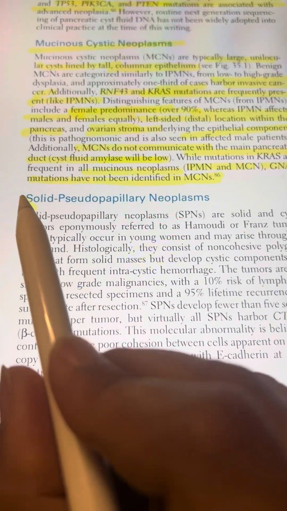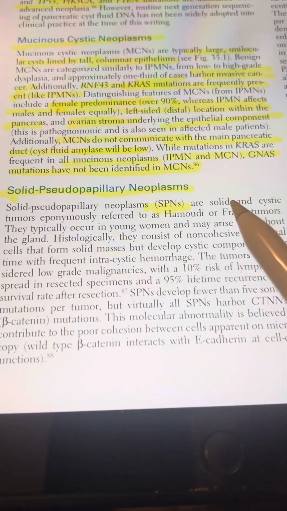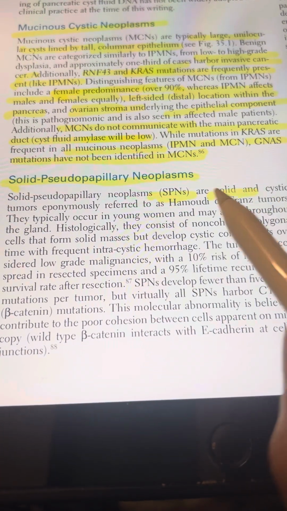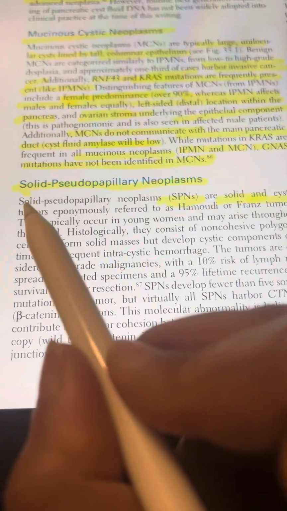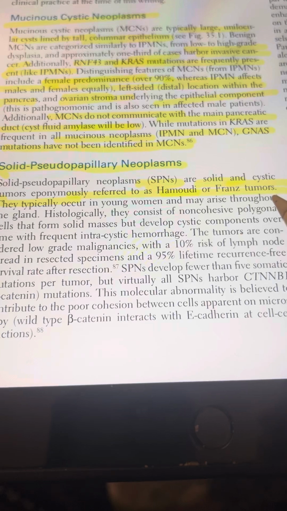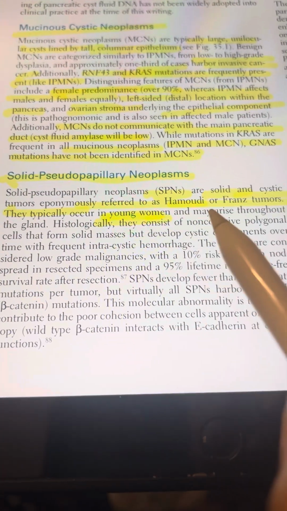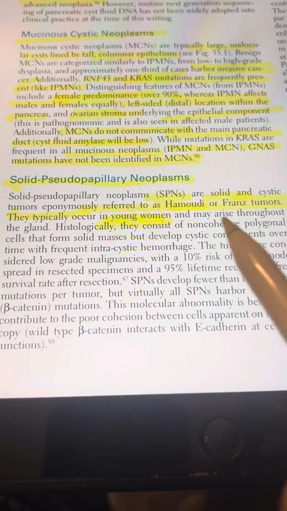And third is the solid pseudopapillary neoplasm, SPN. As the name suggests, these are solid and cystic tumors. Eponymously they are referred to as Hamoudi or Frantz tumor, and they typically occur in young females, so it is known as the daughter tumor, and may arise throughout the gland.